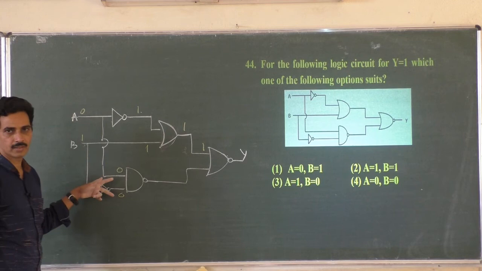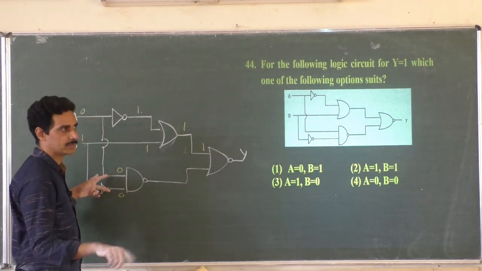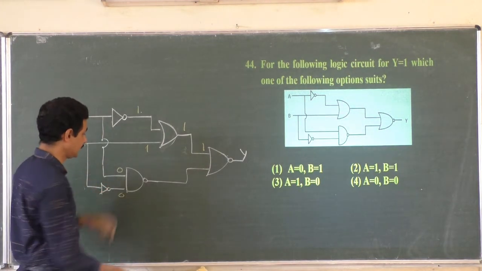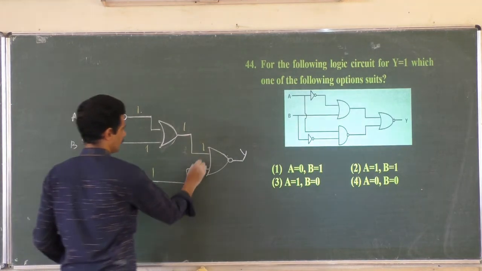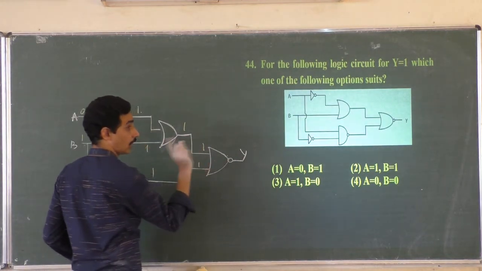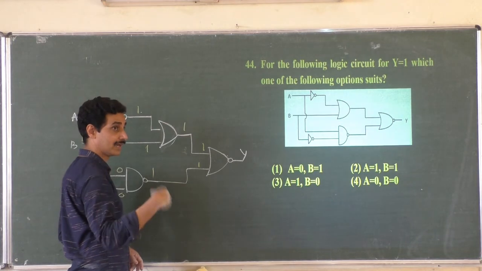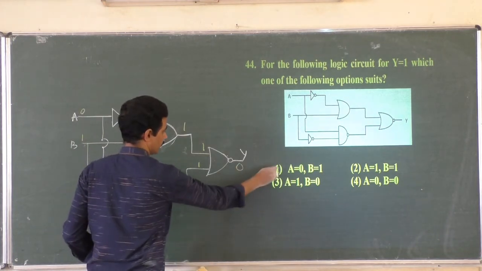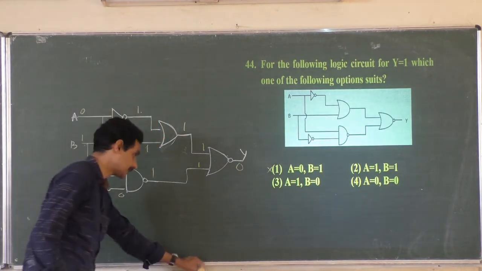When the input is 0, 0 given to AND gate, output is 0. NAND gate gives 1. So this is 1. This is NOR, not OR. 1, 1 input means OR gate output is 1, NOR gives 0. So not possible. We have to rub this.